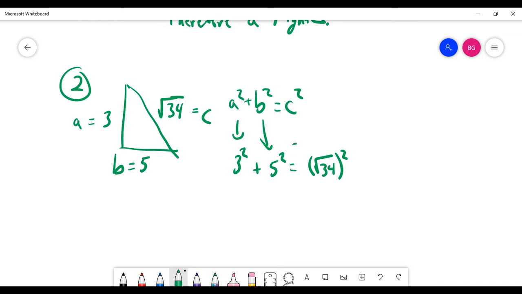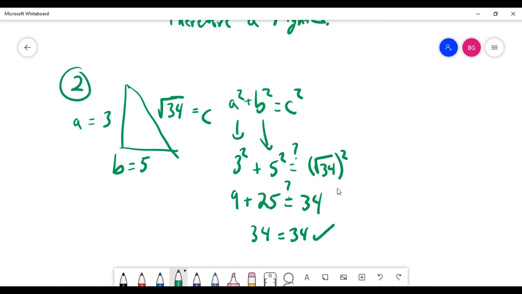So going through this problem, this is our question. We've got to find out if they're equal. So we're going to have 3 squared, which is 9, plus 5 squared, which is 25. And our question is, is that equal to the square root of 34 squared? Well, remember the square root and the squared cancel out, so it's just 34. So 9 plus 25 is 34, and that is equal to 34, so it works.